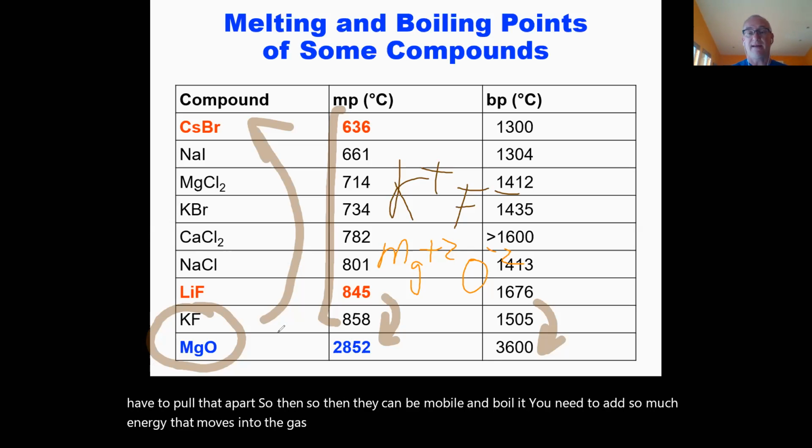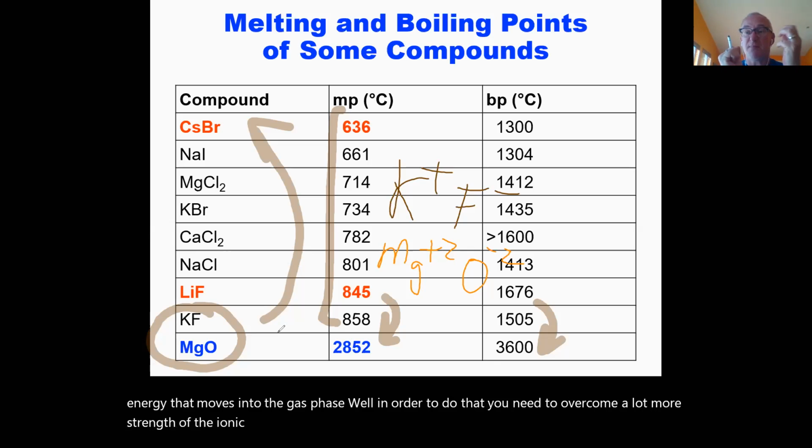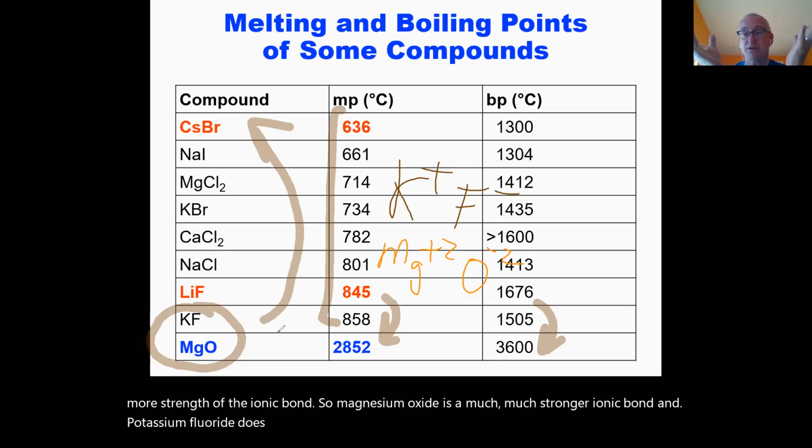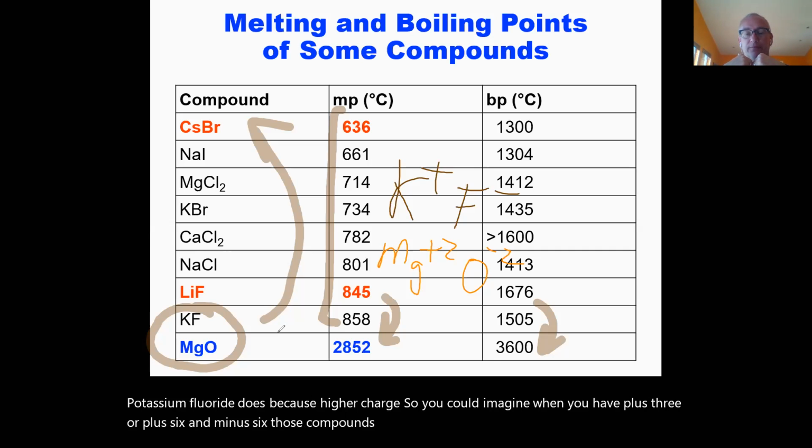Well, in order to do that, you need to overcome a lot more strength of the ionic bond. So magnesium oxide is a much, much stronger ionic bond than potassium fluoride because of the higher charge. So you can imagine when you have like +3 or +6 and -6, those compounds don't melt for many, many thousands of degrees. Good, got that one, excellent.